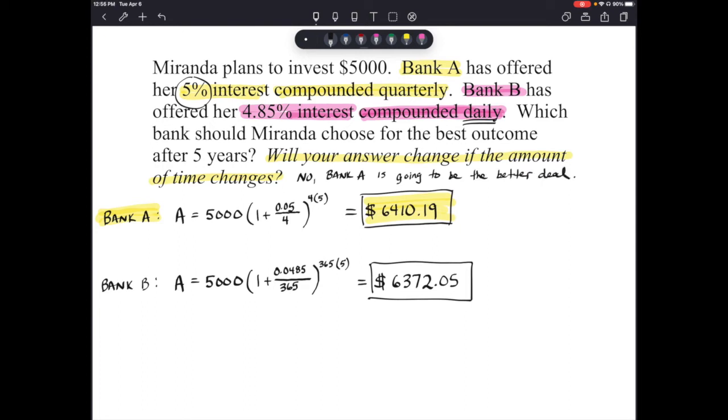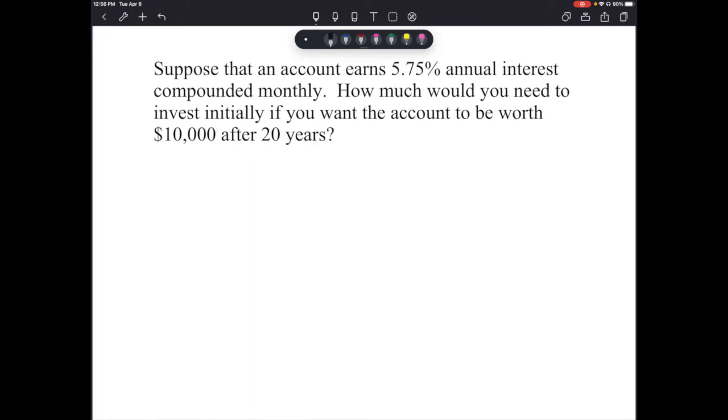Okay, and then I guess we didn't write down there that Miranda should choose Bank A. If you want to write that on there, you can. Maybe you already did. All right, so let's move on.